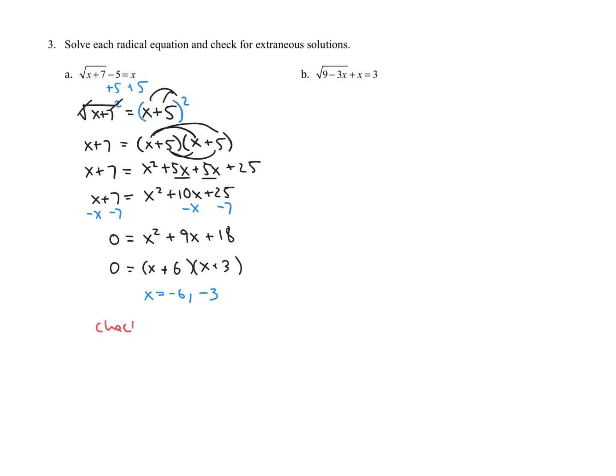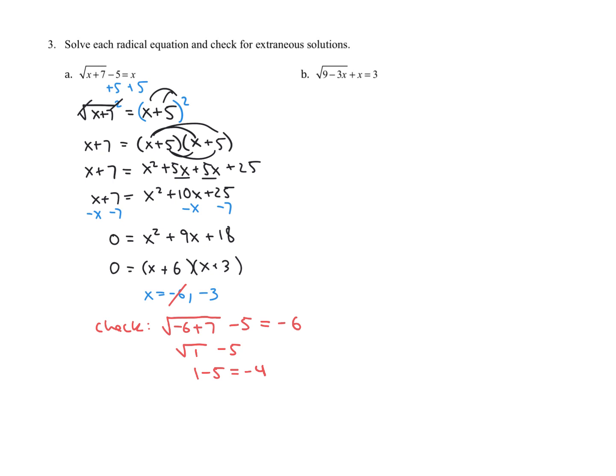So let's check. The square root of -6 plus 7, minus 5, does that equal -6? Well, this is the square root of 1 minus 5, and that's 1 minus 5, which is -4. But I was supposed to get -6, so that one did not work. And this is an extraneous solution. So -6, I cross it off as a solution, it didn't work.